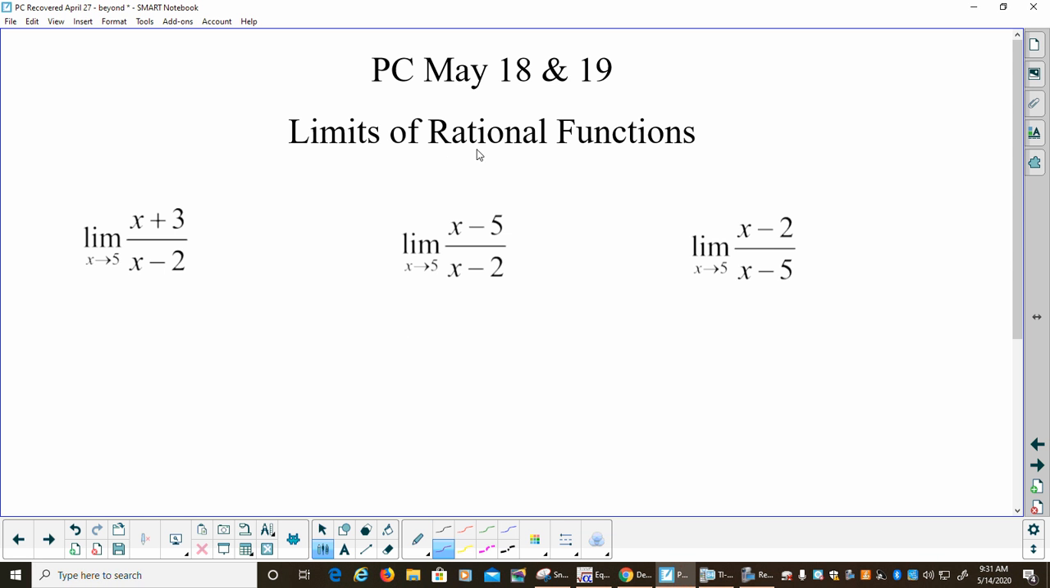So what makes a limit of a rational function? Something that's rational is something that can be written as a fraction. So a rational function is something that's written as a fraction.